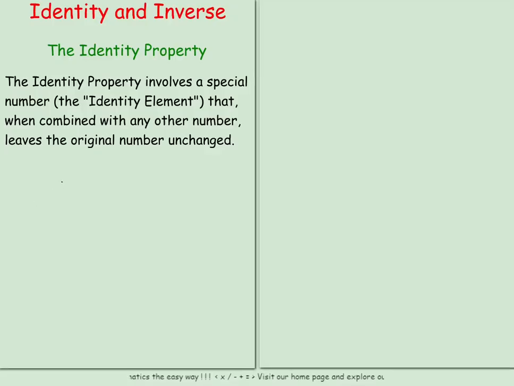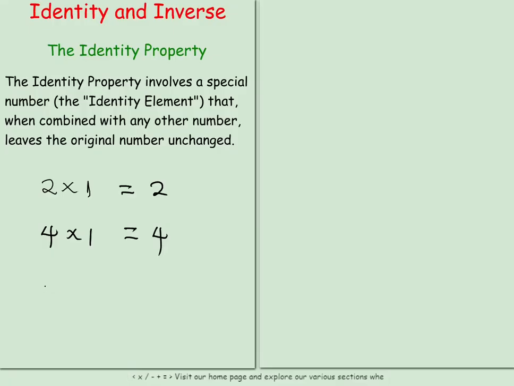Let's say, for instance, you have 2 times the number 1. The number we have here is 2. If we multiply it by 1, what do you get? You still get 2. If we take 4 times the number 1, what do you still have? You still have your 4. You realize that any number at all you multiply by 1 remains unchanged.